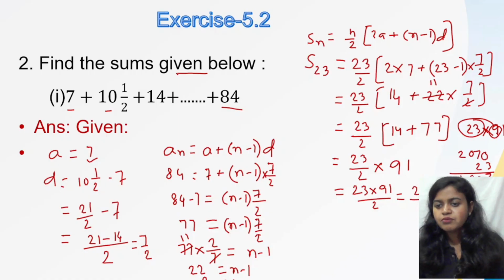So 2093 by 2. And if you convert it into a mixed fraction, you will get 1046 and 1 by 2. So this will be the answer here.